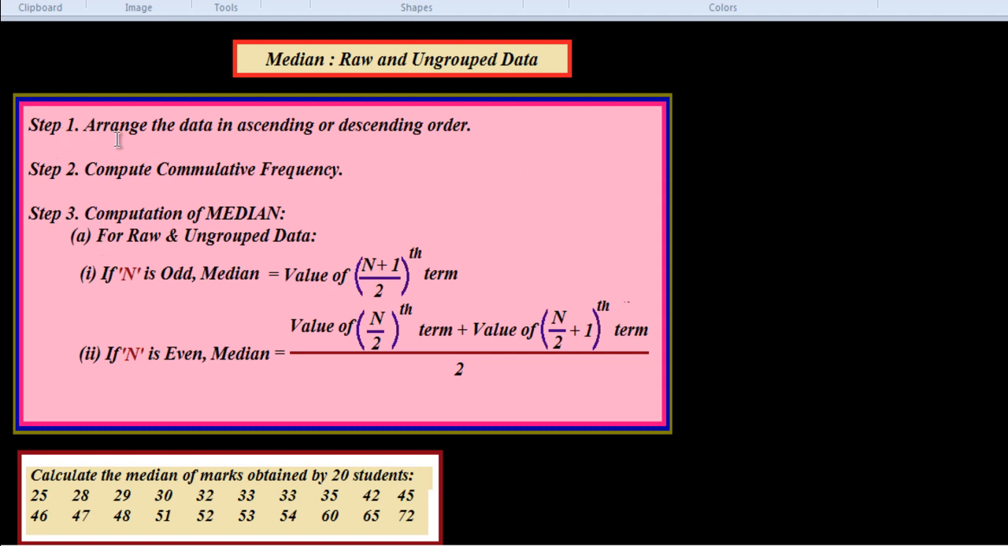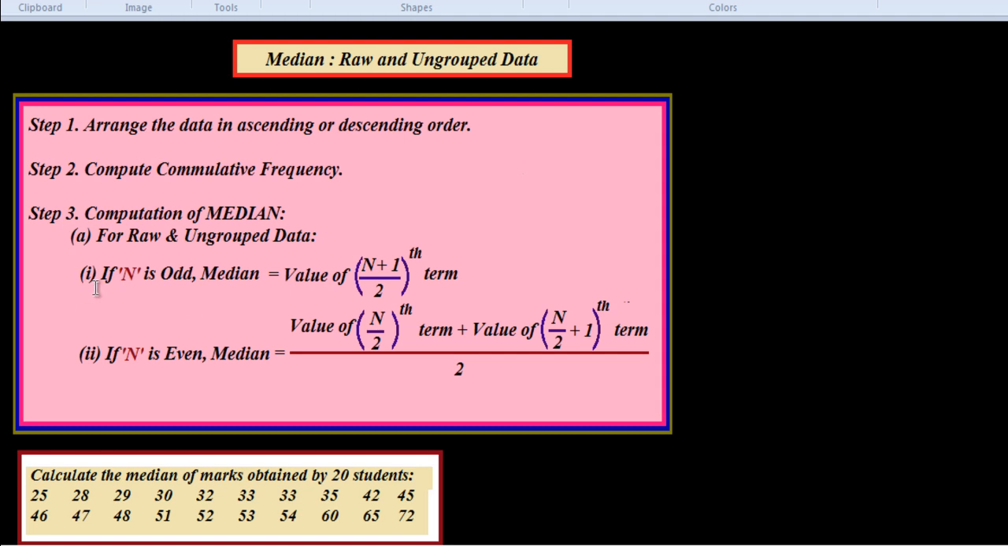First step is arrange the data in ascending or descending order. First of all, you have to arrange the data in ascending or descending form. Step 2 is compute cumulative frequency, and step 3 is computation of median. We are doing this only for raw and ungrouped data.